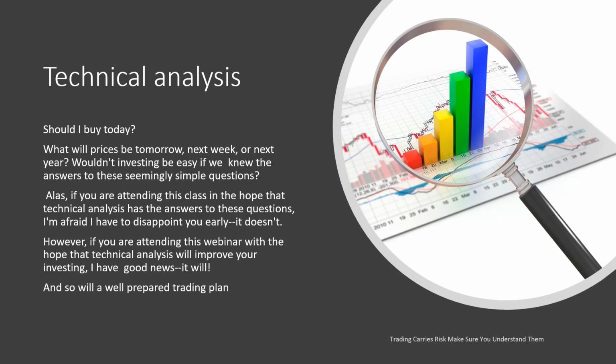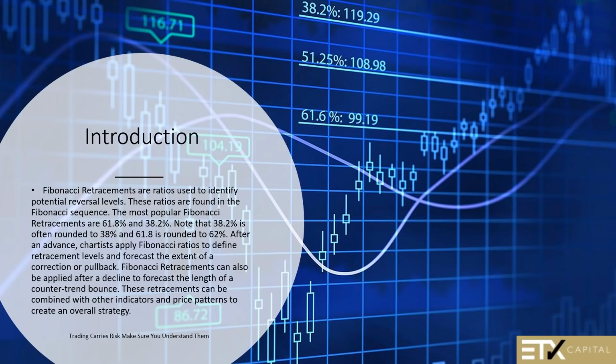We're going to start with the real bare basics of Fibonacci retracements and where Fibonacci numbers come from, how they're derived, and where these ratios come from. Because remember, Fibonacci was not developed for the financial markets. Fibonacci retracements are ratios used to identify potential reversal levels. These popular ratios are found in the Fibonacci sequence. The most popular Fibonacci retracements are 61.8 and 38.2.